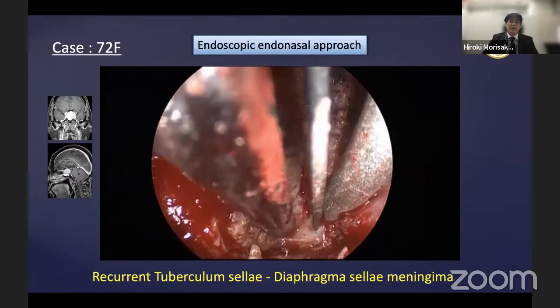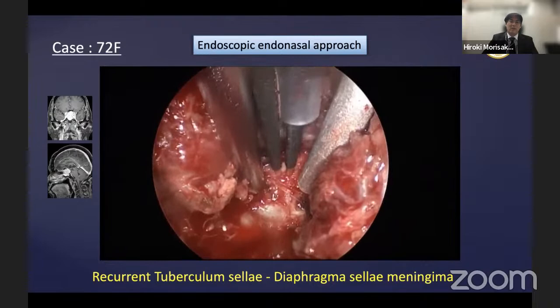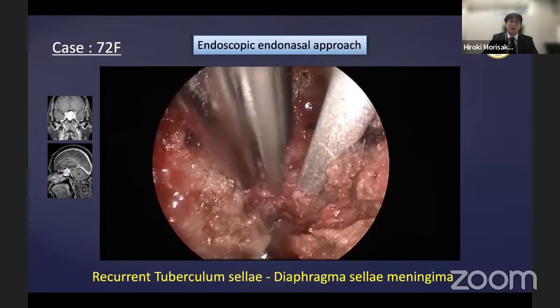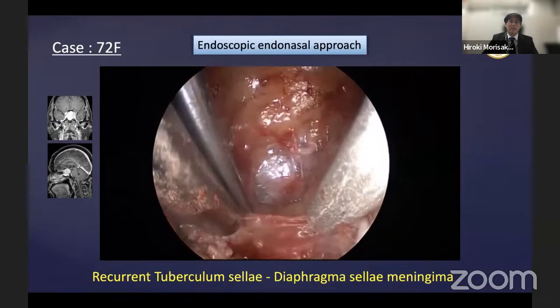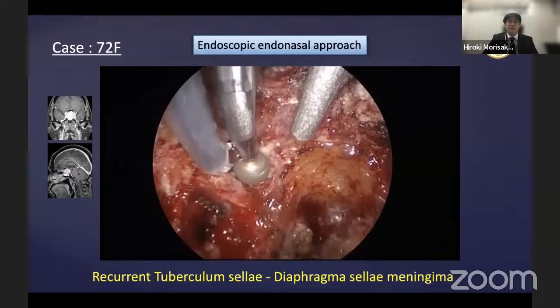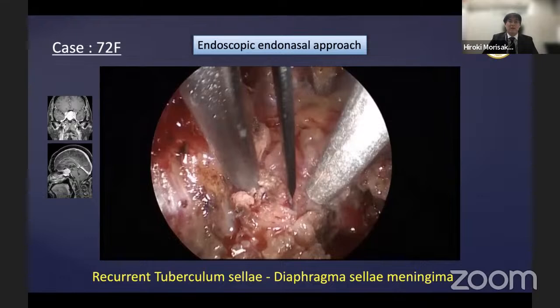So we reached the posterior edge of the diaphragma, and detachment of the tumor was achieved. And after that, we performed the internal debulking of the tumor. Fortunately, at the upper margin of the tumor, we could confirm the fat graft that was inserted at the previous operation. So that is a good landmark for this second operation.